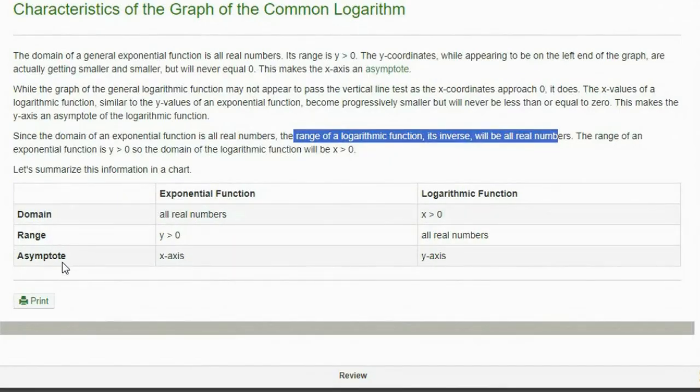So here's a little chart that just kind of summarizes that: the domain, the range, and the asymptote. For an exponential function, the domain is all real numbers and y is greater than 0. The x-axis is an asymptote. For a logarithm, it's just the opposite. X is greater than 0, y is all real numbers, and the y-axis is the asymptote.